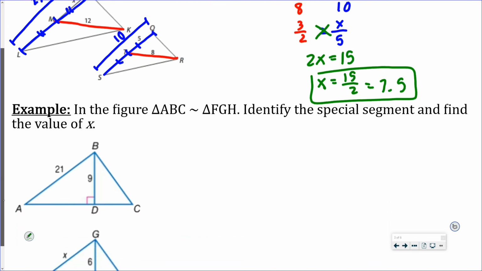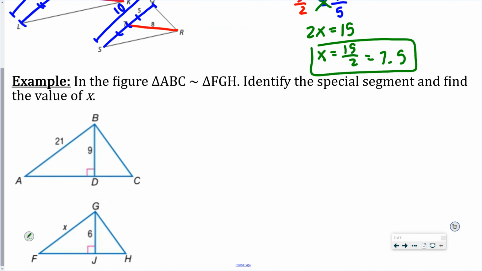Let's try another one. Similar setup here. Get it? Similar. It's a pun. This time ABC is similar to FGH. Identify the special segment. Ooh, okay. Which special segment are they showing me here? Altitudes, good.